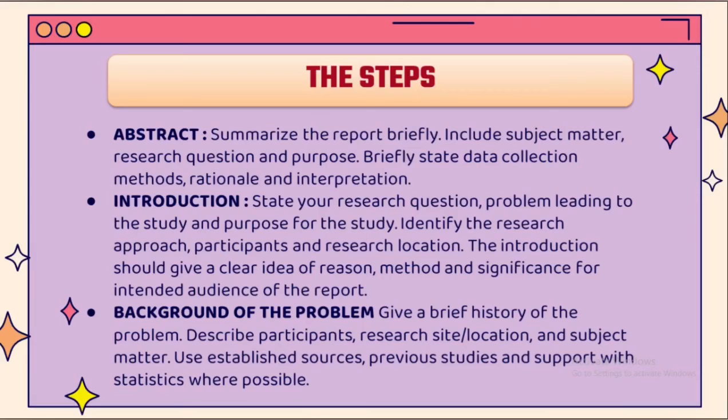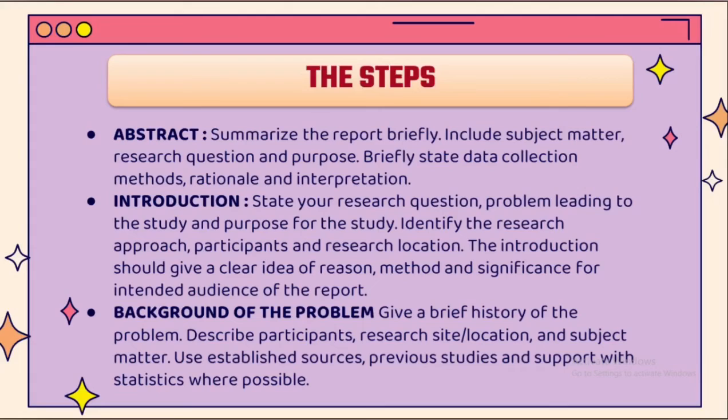The first is write the abstract. Abstract is to summarize the report briefly, including subject matter, research question, and purpose. Briefly state data collection methods, rationale, and interpretation. And the second is introduction. State your research question, problem leading to the study, and purpose for the study. Identify the research approach, participants, and research location. The introduction should give a clear idea of reason, method, and significance for the intended audience of the report.